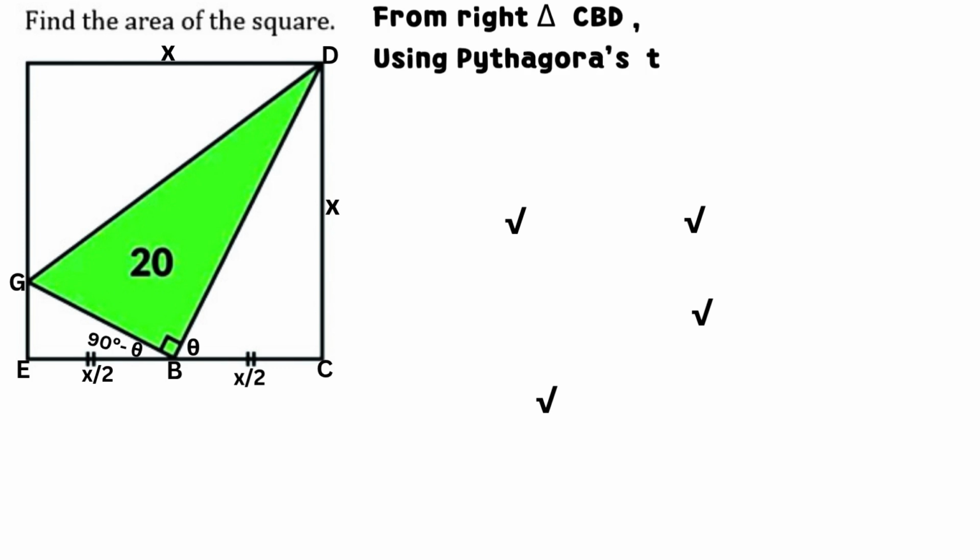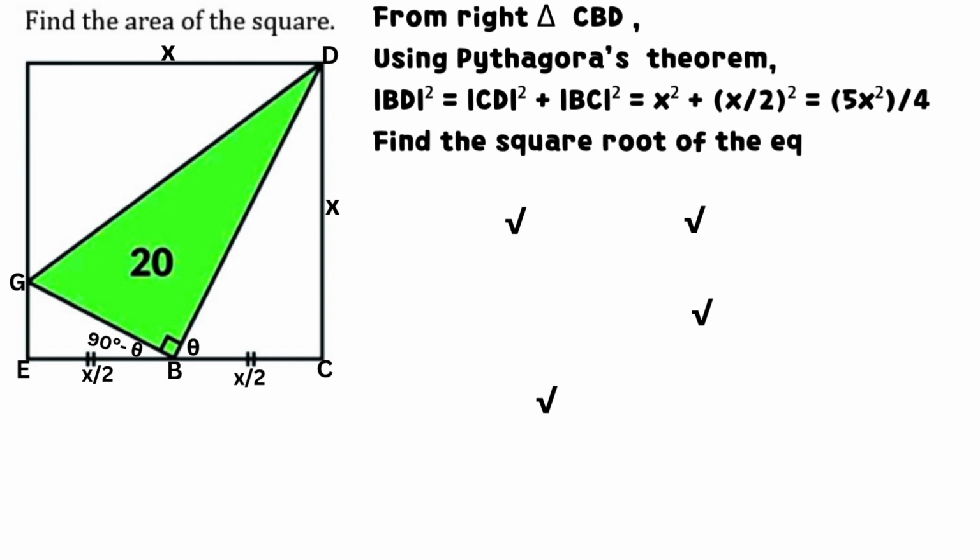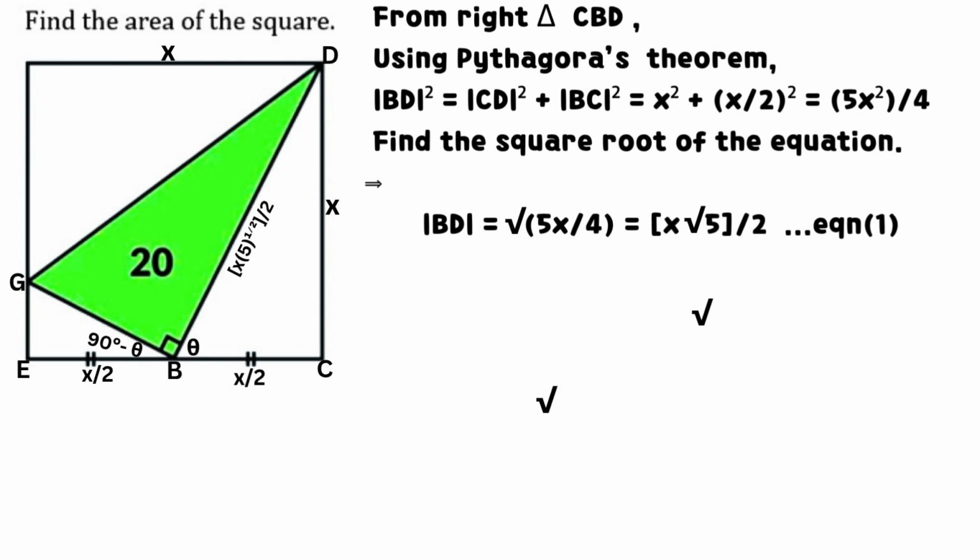From right triangle CBD, using the Pythagoras theorem, the square of length BD equals the sum of the square of length CD and the square of length BC, which equals 1/4 of 5 times the square of x. After substitution and simplification, find the square root of the equation. This implies that length BD equals the square root of 1/4 of 5 times x squared, which equals half of x times the square root of 5. We call it equation 1.